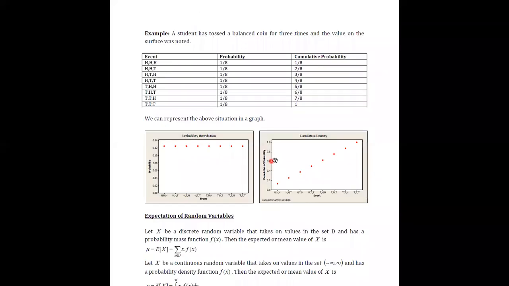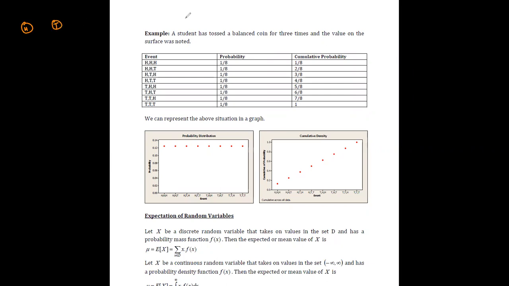And now we will discuss an example on this discrete probability distribution. We will see how to construct the probability mass function as well as the cumulative probability distribution. Here it is saying that a student has tossed a coin three times, and values on the surfaces were noted. Therefore, if we take a coin, there will be two outcomes.